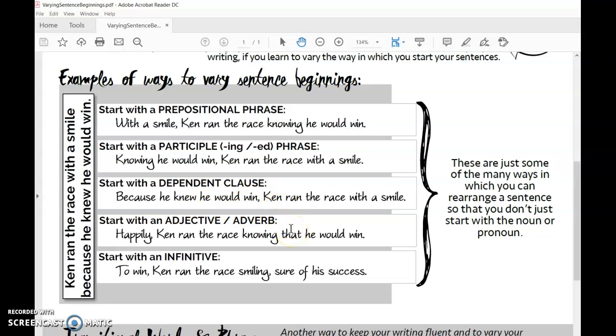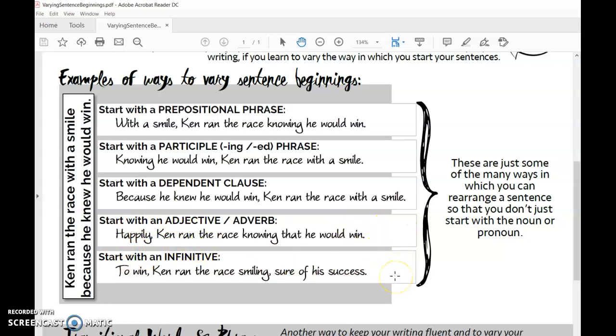You can start with an adjective or adverb, setting that off with a comma as well. Happily, Ken ran the race knowing he would win. So happily is an adverb telling us about how he ran.